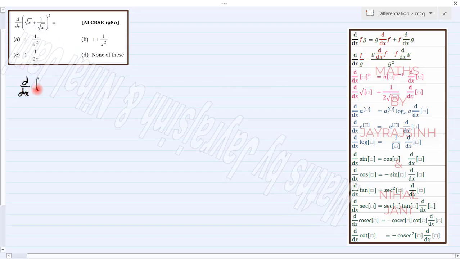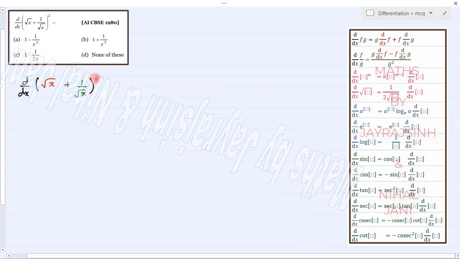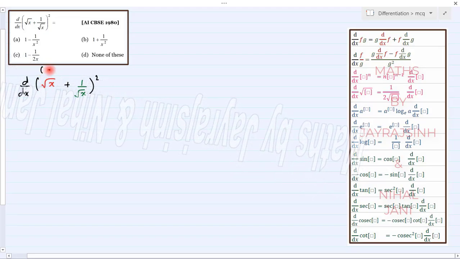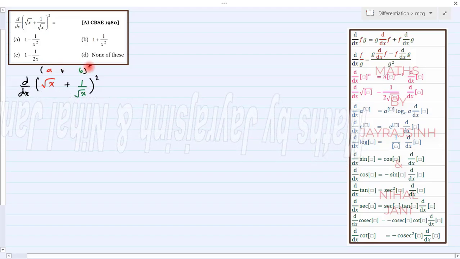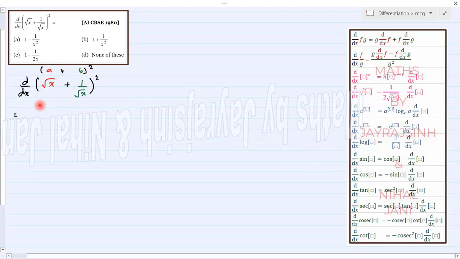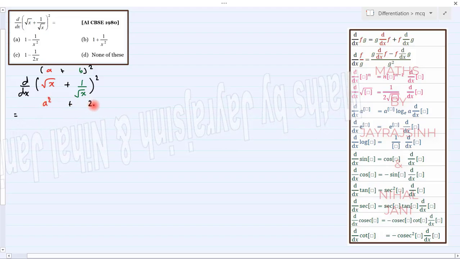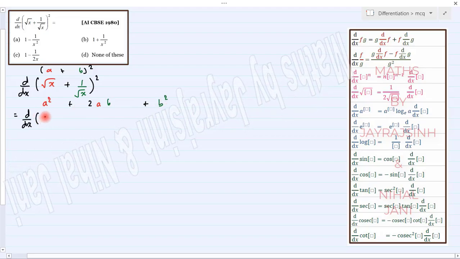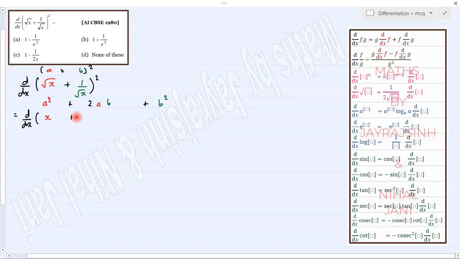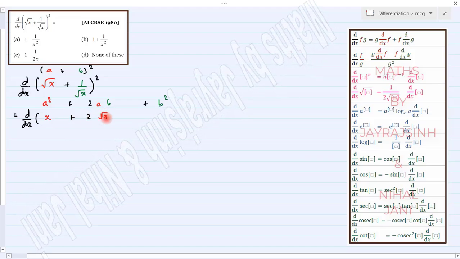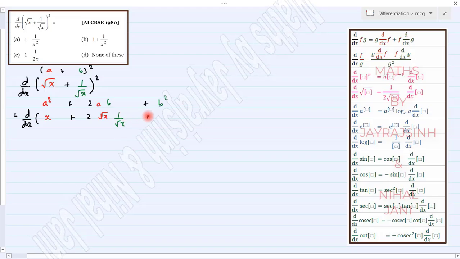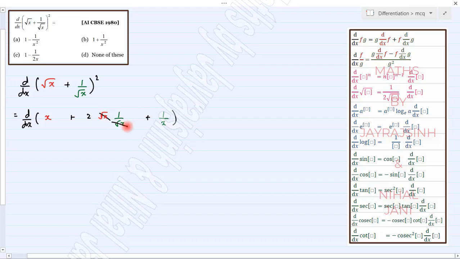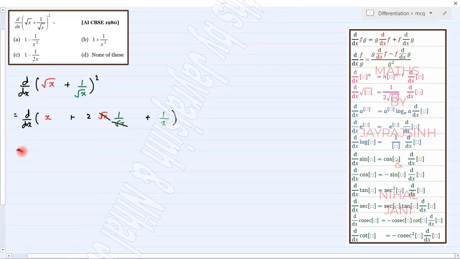Here we have to differentiate root x plus 1 upon root x the whole square. Before we go for differentiation, let's simplify our bracket. Here we have a plus b the whole square, which can be expanded as a square plus 2ab plus b square. So our bracket will become root x the square, or we can say x, plus 2 times root x into 1 upon root x plus 1 upon root x the square, or we can say 1 by x. Now this root x will cancel out, and we are ready to differentiate.